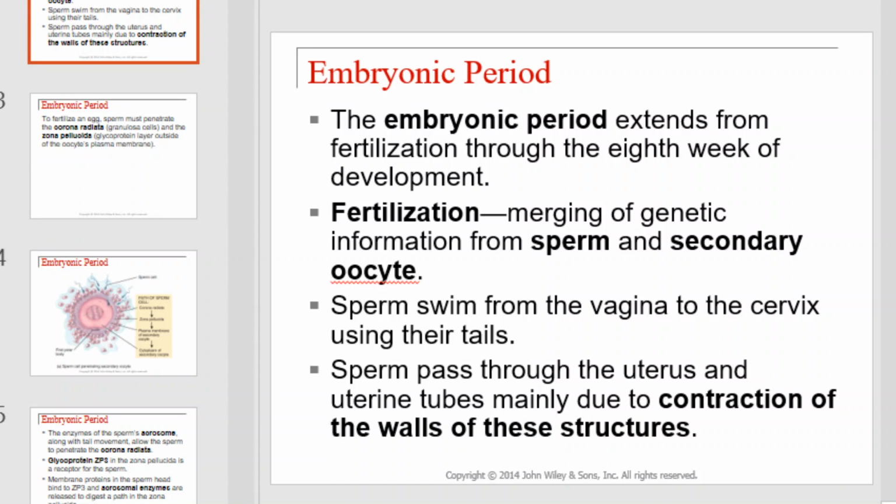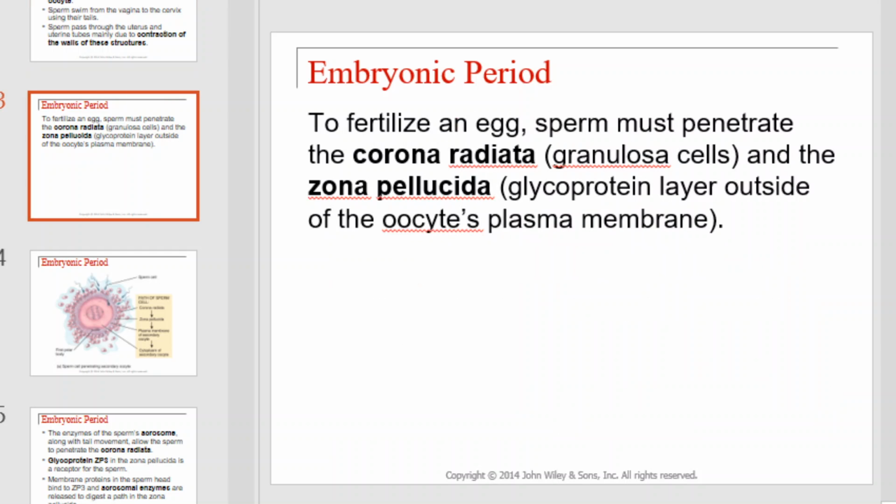We'll begin by looking at the embryonic period of human development. The embryonic period extends from fertilization through the 8th week of development. Fertilization occurs when sperm and secondary oocytes merge. The sperm swim from the vagina to the cervix using their tails. They then pass through the uterus and uterine tubes, mainly due to the contraction of the walls of these structures. To fertilize an egg, sperm must penetrate the corona radiata and the zona pellucida.